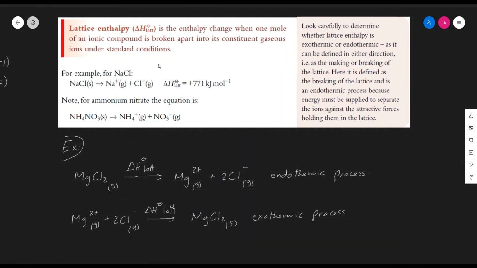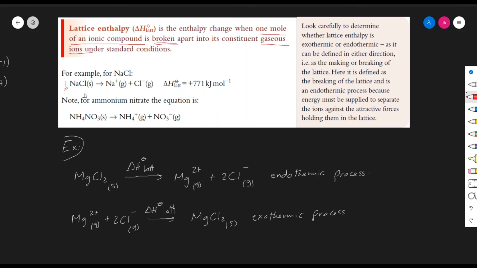Lattice enthalpy is the enthalpy change when 1 mole of an ionic compound is broken apart, thus this is defined as breaking, into its constituent gaseous ions under standard conditions. They've listed an example here in the book, for example NaCl. Thus we have 1 mole of an ionic compound. A metal with a non-metal forms an ionic compound, and they exist in the solid state at standard conditions.